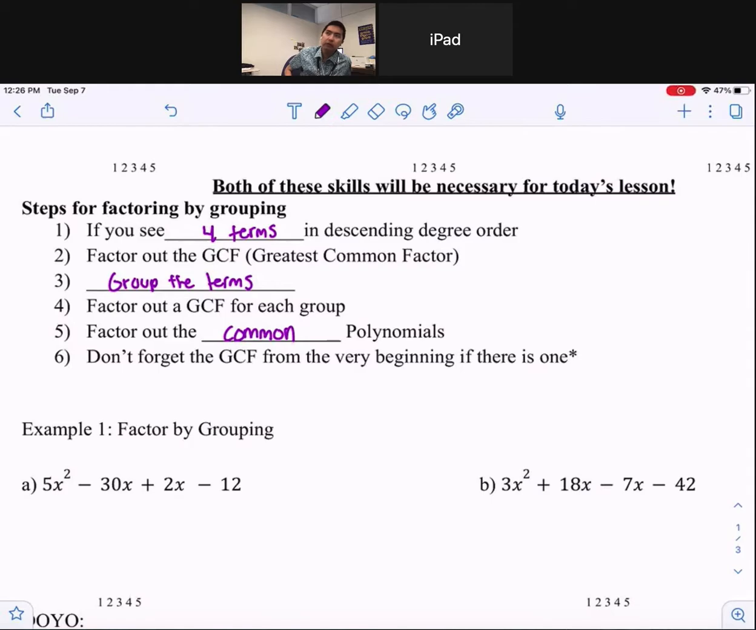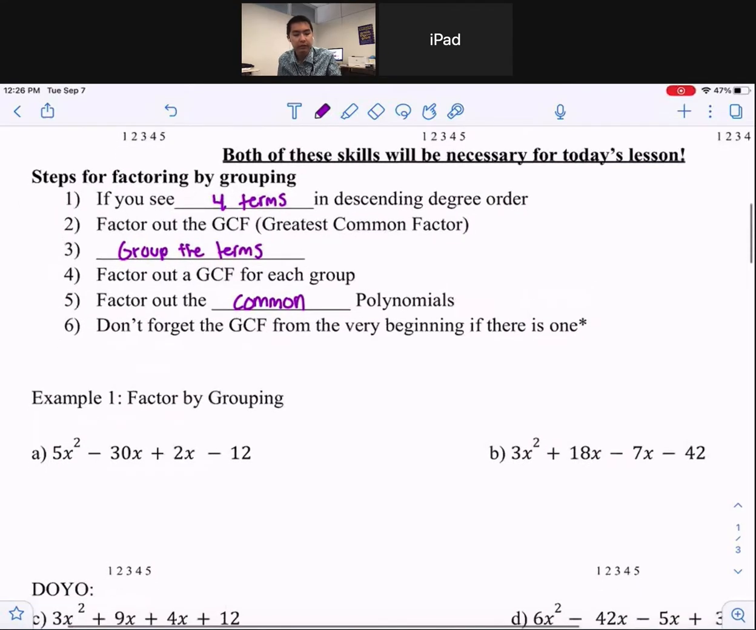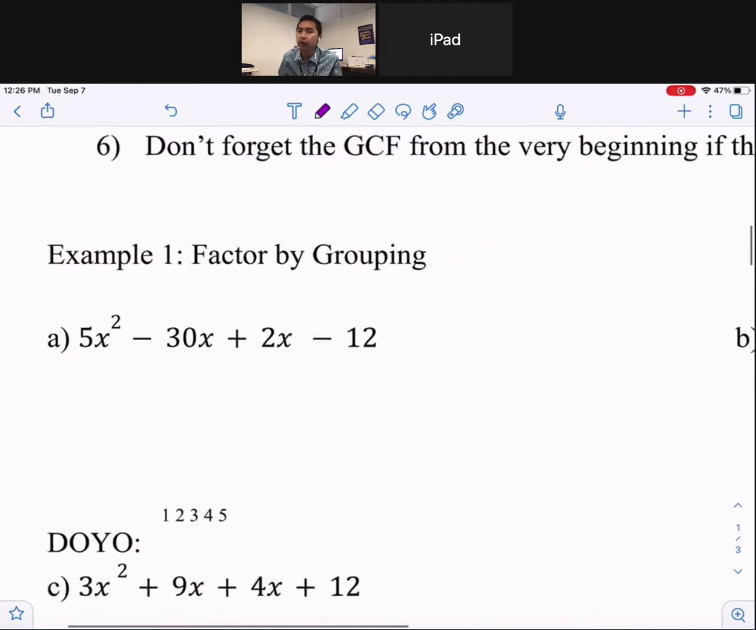That's important, you guys, because not every time can you factor out the GCF, it's only sometimes, if you can. So I'm going to constantly ask you this question. For part A, can you factor out something from 5, 30, 2, and 12? No, there is no number that can go evenly into all those. So we can't factor out a coefficient, and we can't factor out an x because not all of them have an x term. Which means we just have to go straight to grouping them.